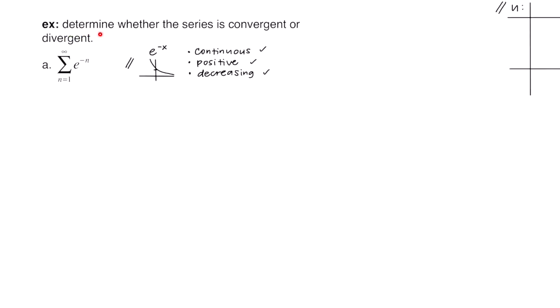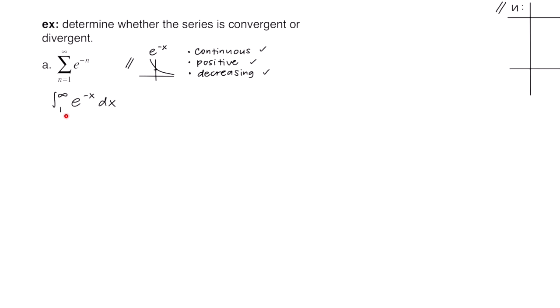This example says determine whether the series is convergent or divergent, and we're going to use the integral test. So here we have sigma n equals 1 to infinity of e to the negative n. Over here I drew the function e to the negative x. Remember, e to the x goes like this, and when you have a negative in front of the x, it reflects across the y-axis, so it makes the graph go like that. As x gets larger and larger, this graph is still continuous, it is positive, it stays above the x-axis, and it is decreasing. So it satisfies the three conditions in order to use the integral test.